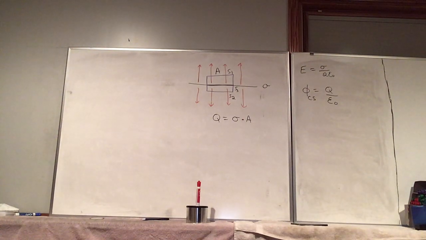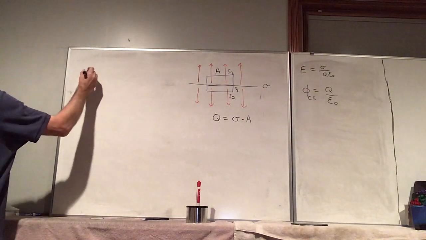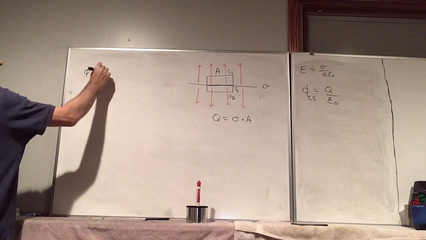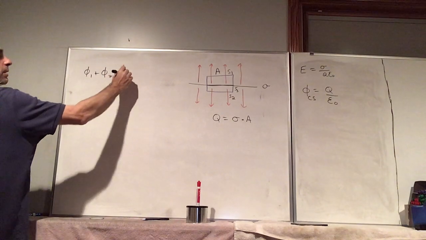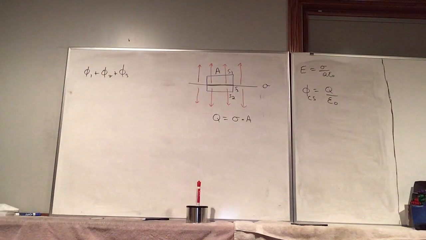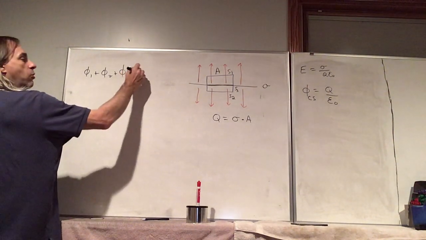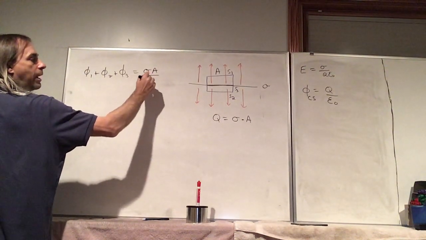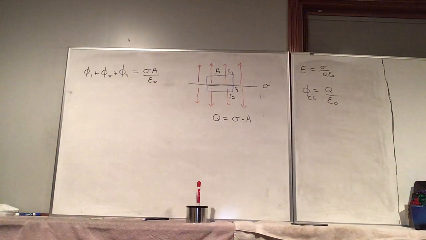And so our flux is going to have 3 parts. The flux through surface 1 plus the flux through surface 2 plus the flux through surface 3. And that's equal to sigma A over epsilon naught. That's the charge enclosed by our surface divided by epsilon naught.